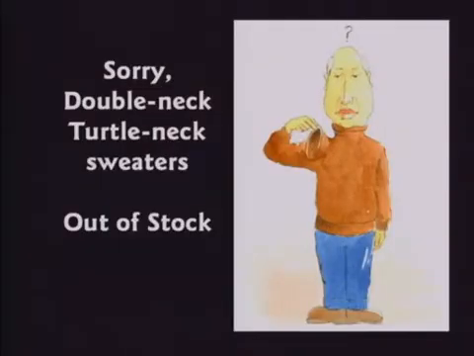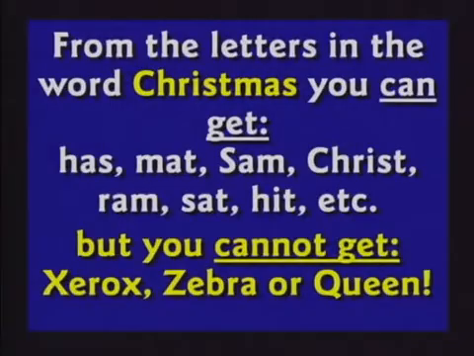I've never seen one. See, a mutation is scrambling existing information. It's not new information. If you can scramble up the letters to the word Christmas, you can get all sorts of different words. But you're never going to get Xerox, zebra, or queen out of Christmas. The letters aren't available. And scrambling existing gene code will not give you new information.